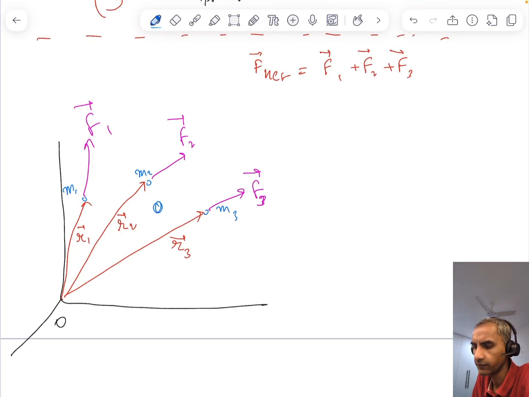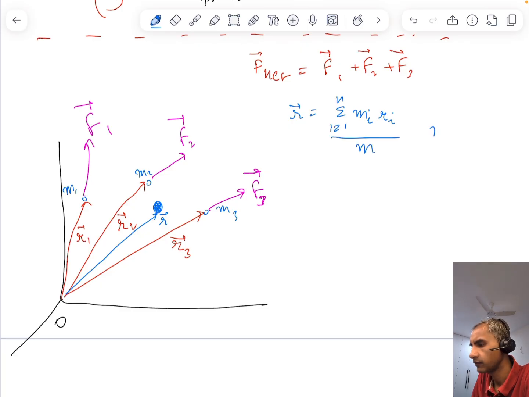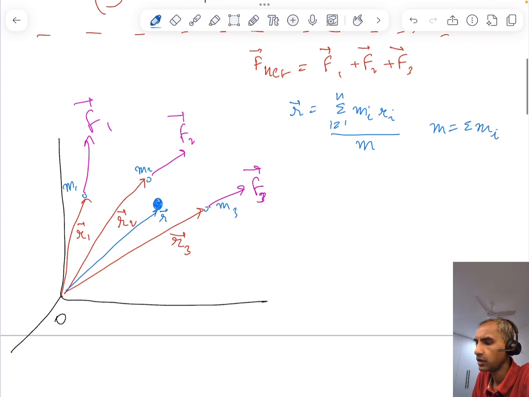Let's say the center of mass is somewhere at this position, and it's represented by R vector. We can write R vector is equal to sigma mi ri, i equal to 1 to n, divided by m. Of course, m is equal to sigma mi. Now in this equation, we take m to the left side. We have m R vector is equal to sigma i equal to 1 to n mi ri vector.